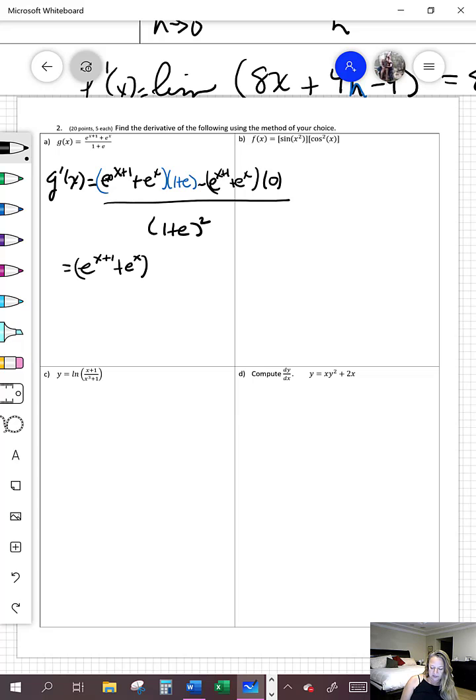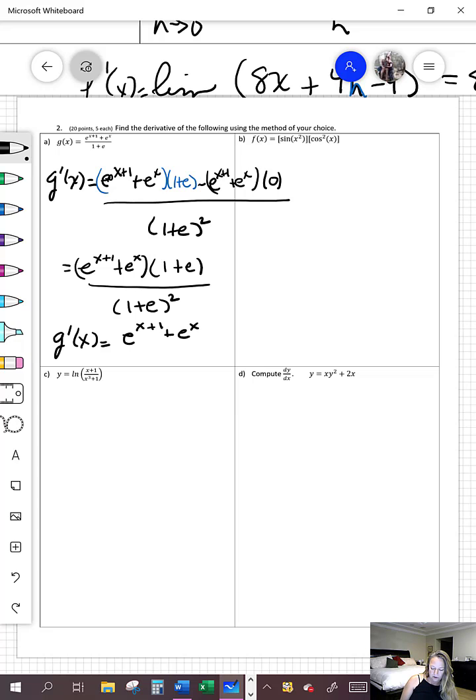And so we have this here, e to the x plus 1 plus e to the x, all times 1 plus e, all over 1 plus e quantity squared. And so we can cancel out. We have one factor of 1 plus e in the numerator and two factors of 1 plus e in the denominator. And so we find that the derivative of g of x is equal to e to the x plus 1 plus e to the x, all over 1 plus e.